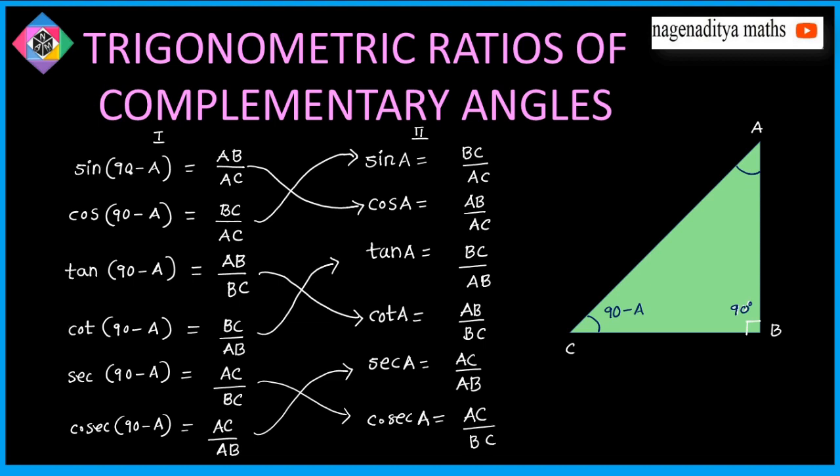So sine 90 minus A is equal to cos A. Cos 90 minus A is equal to sine A. Tan 90 minus A is equal to cot A. Cot 90 minus A is equal to tan A. Secant 90 minus A is equal to cosecant A. And cosecant of 90 minus A is equal to secant A. So this is very important for our next exercise. You have to remember all these relations without by hearting. You just remember all of them with a logical sense.